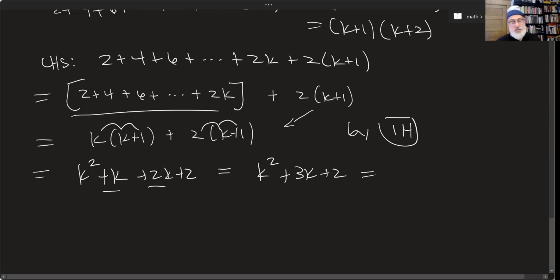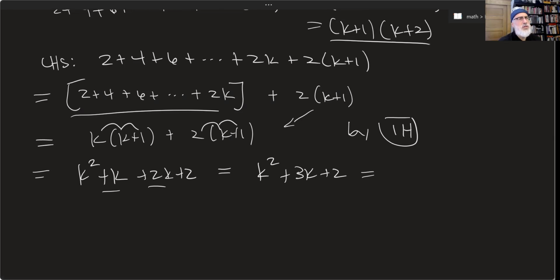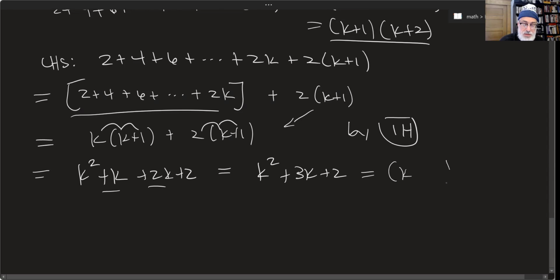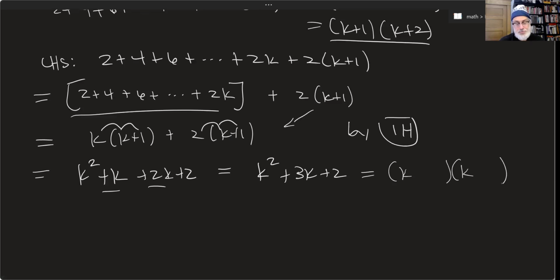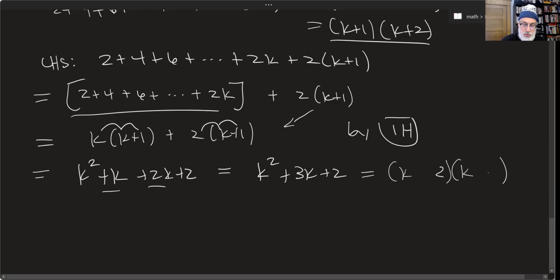Now, if I can factor this, it's going to look more like what we have over here, hopefully, if we're correct. So remember, factoring a quadratic is the same as thinking about two binomials that, if I FOIL, give me k squared plus 3k plus 2. Well, the trick is what two numbers multiply to give me 2, that when I add them give me 3. It just so happens there's only two numbers that multiply to give me 2, 2 and 1. And if I add 2 and 1, I get 3. So this is indeed equal to k plus 1 times k plus 2, which again is the right-hand side.